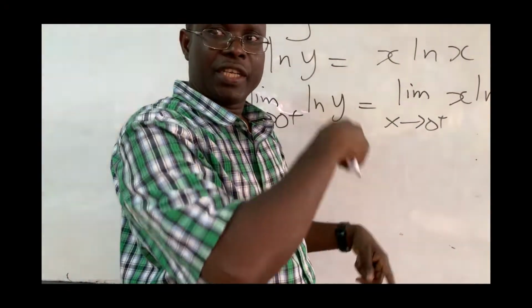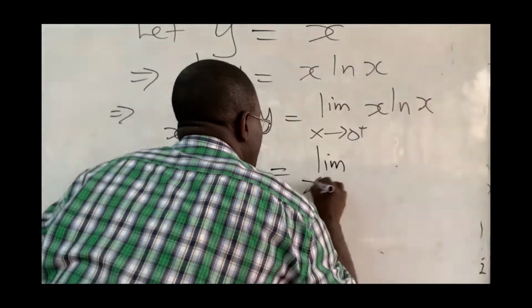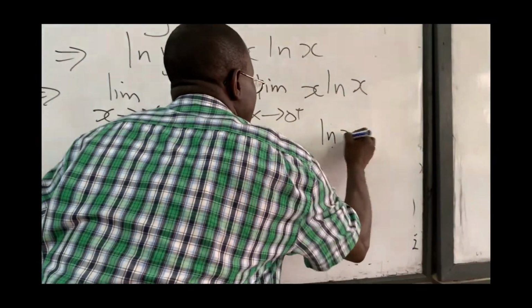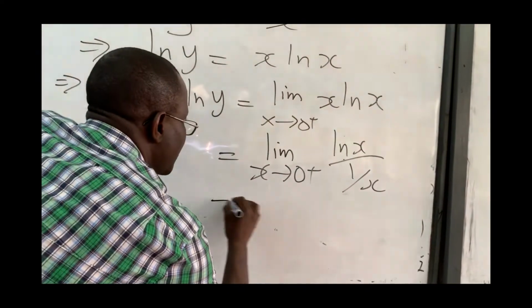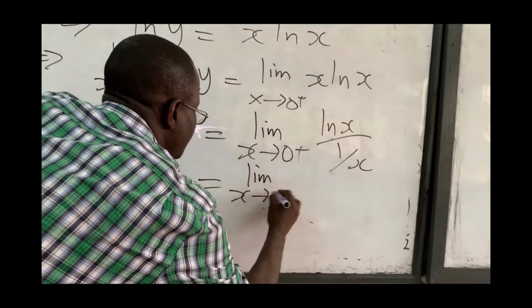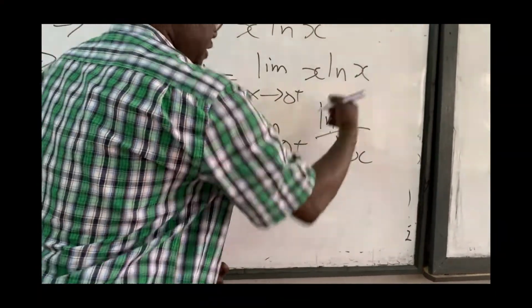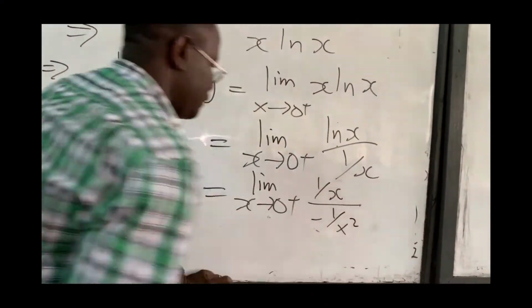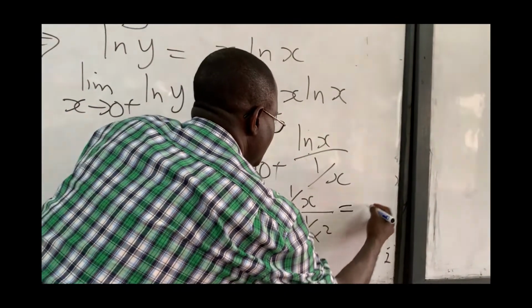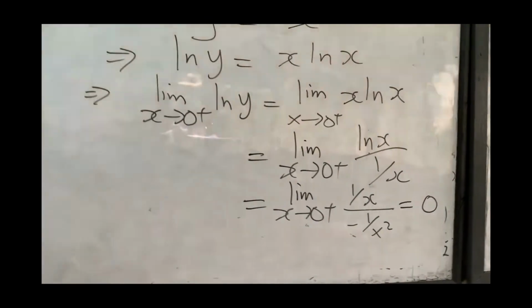Okay, so again, as we did before, we turn this into that form. So you're going to write this as the limit as x goes to 0 plus, write this as ln of x all over 1 over x. Okay, so we have the limit as x goes to 0 plus, well, this is infinity, so differentiate this, that is 1 over x. And this guy is negative 1 over x squared. Okay, and then we saw that this one is going to 0.